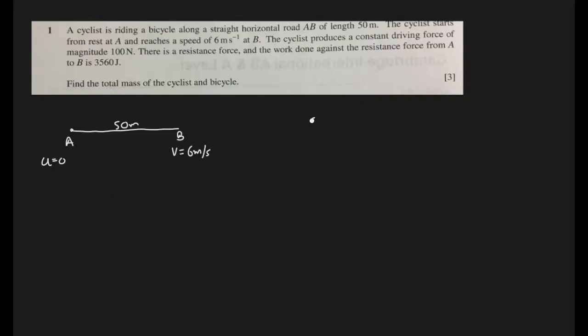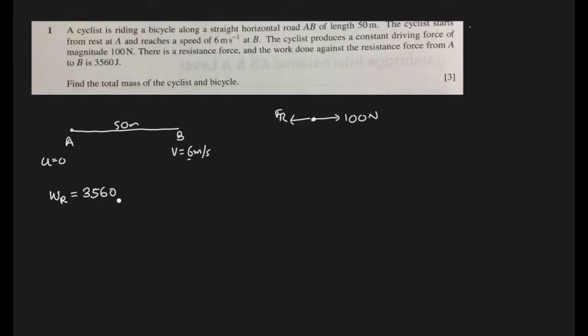The cyclist produces a constant driving force of 100 newtons. So if I draw a free body diagram, the forward force, which is also called applied force, is 100 newtons. There is a resistance force, that means there will be a resistive force, let's call it Fr, in the opposite direction. The work done against the resistance force from A to B is 3560. So work done by resistive force is 3560. Find the total mass of the cyclist and the bicycle together.